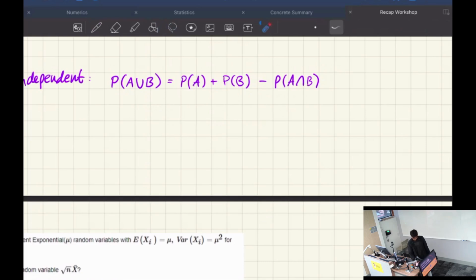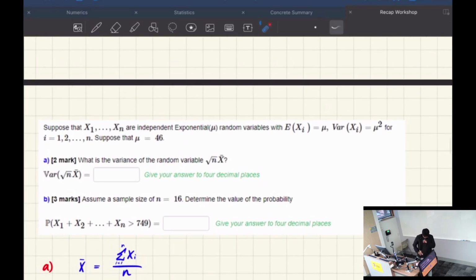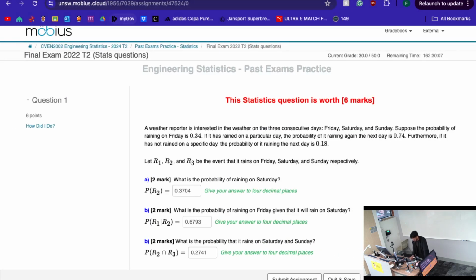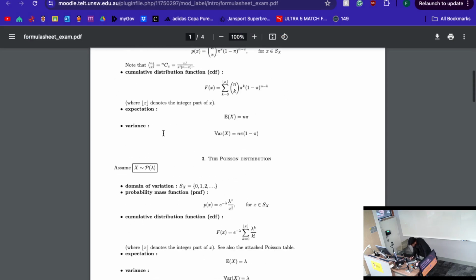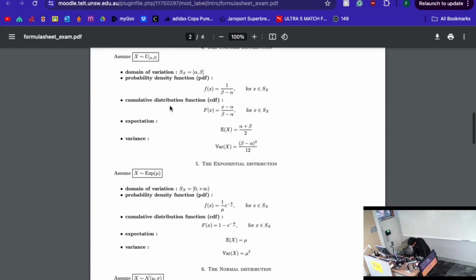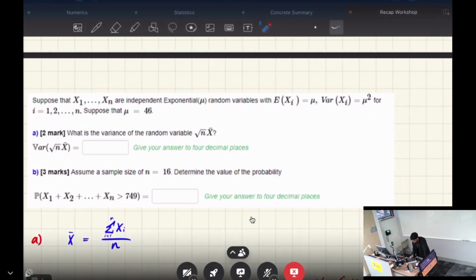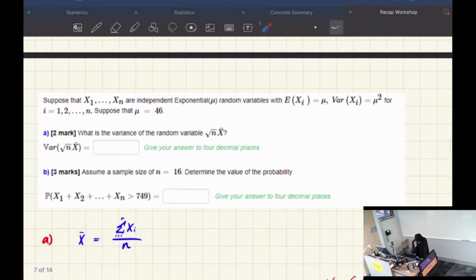Okay, so we have an independent exponential distribution, right? They've given us what the mean is and what the variance is. That's also in the formula sheet, right here. Everyone see that? Okay, so what is the variance of the random variable? We're trying to find this.